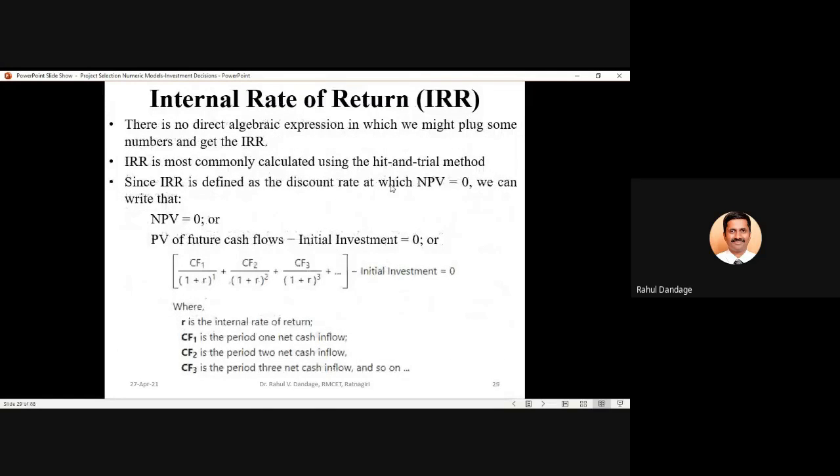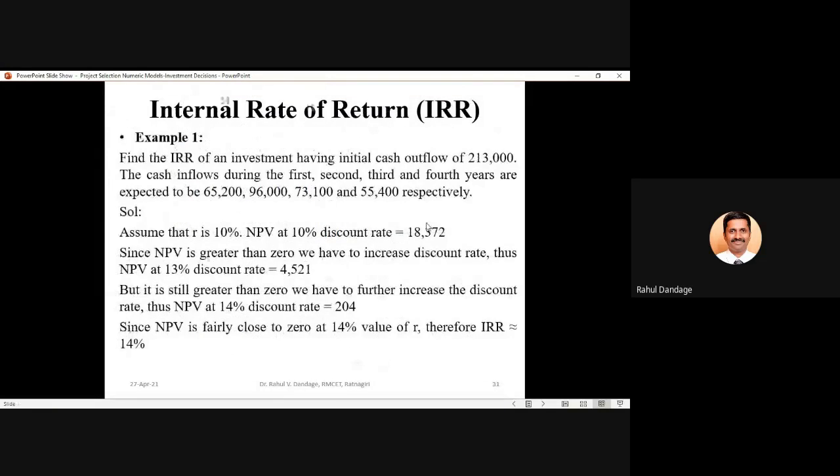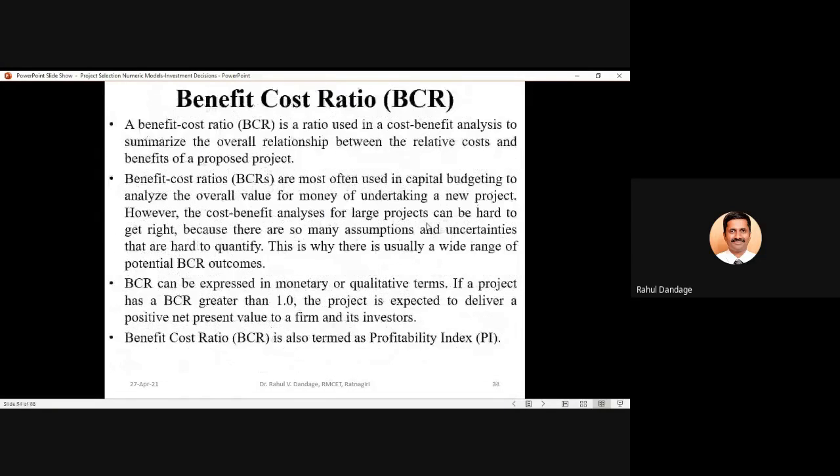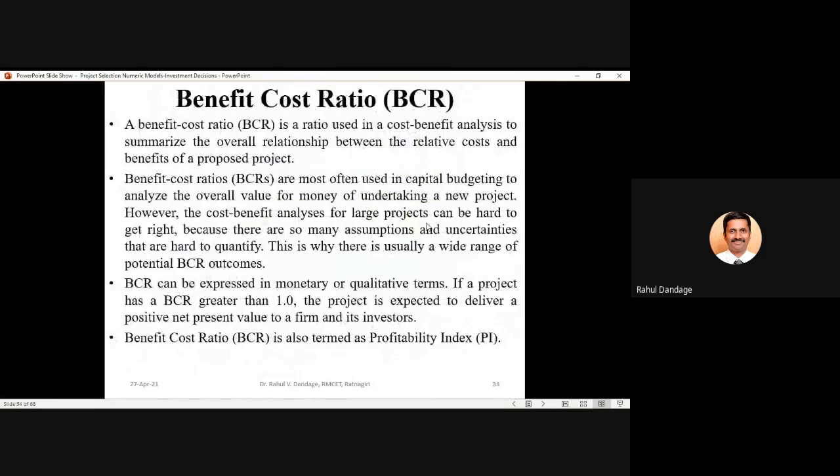In internal rate of return, we were trying to find out the discount rate at which the net present value is equal to 0. Meaning your initial investment should equal the present value of all the future benefits, all the future cash flows you are going to get.